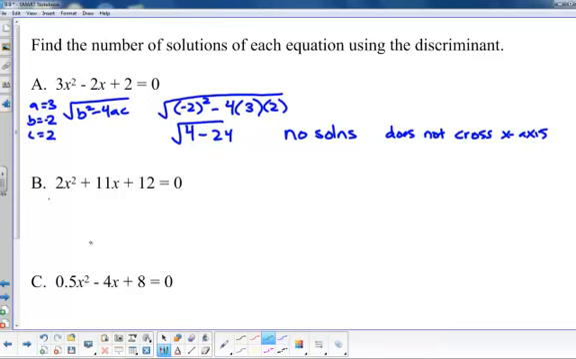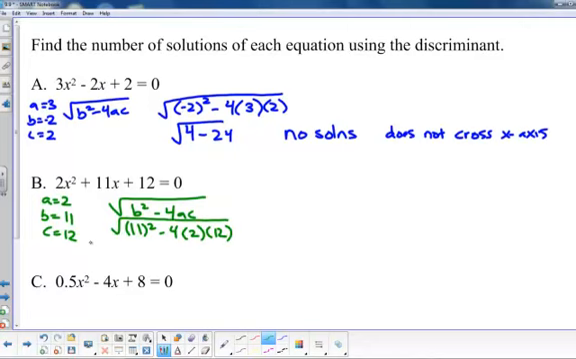In the next problem, our a is 2, b is 11, and c is 12. So again, we're just going to look at the thing called the discriminant, that stuff under the square root, to see how many solutions there are. So b squared minus 4 times a times c, so 11 squared is 121. And then 4 times 2 is 8, and 8 times 12 is 96. Under the square root, we have a positive number, so we have two solutions, two x-intercepts.